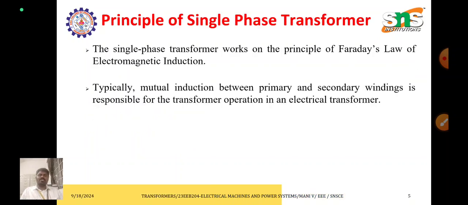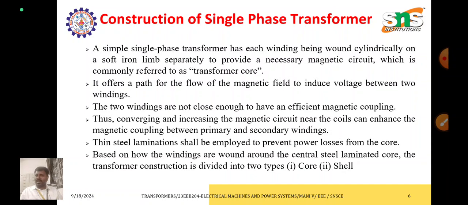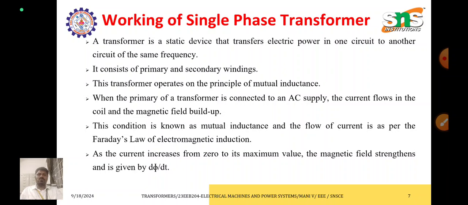The principle behind the operation of a single phase transformer is based on Faraday's law of electromagnetic induction. The main thing is mutual induction between the primary and secondary winding, which is responsible for producing the electrical energy in the secondary coil. So, for the construction of a single phase transformer, there are two types.